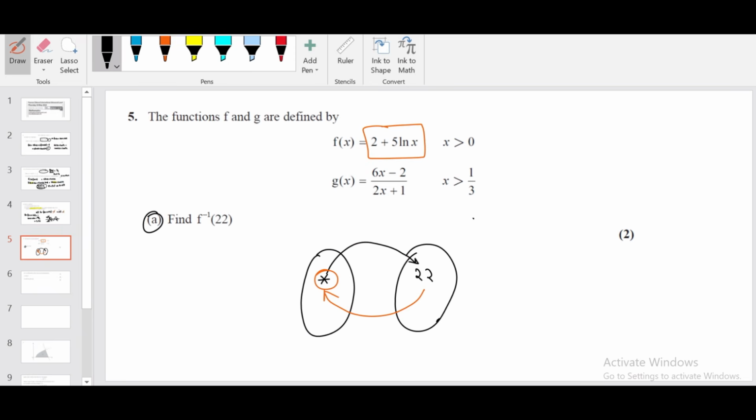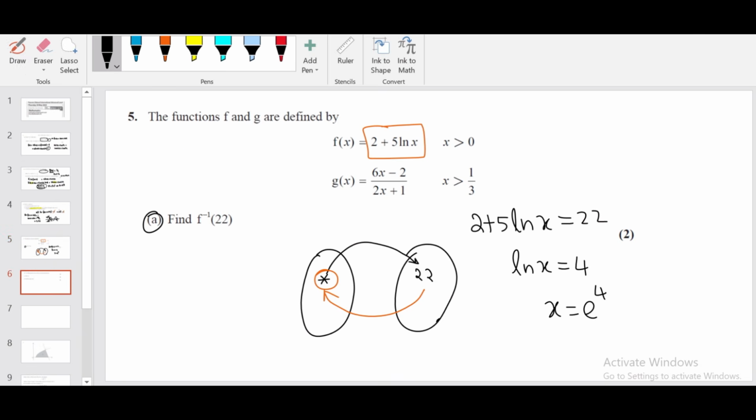So just equate the function, 2 plus 5 ln x is equal to 22. Make x the subject. You will get 20, 2 goes there, 20 by 5, ln x is equal to 4, x is equal to e to the power 4. That's all. That's the easiest way to do it. Let's move on to part B.